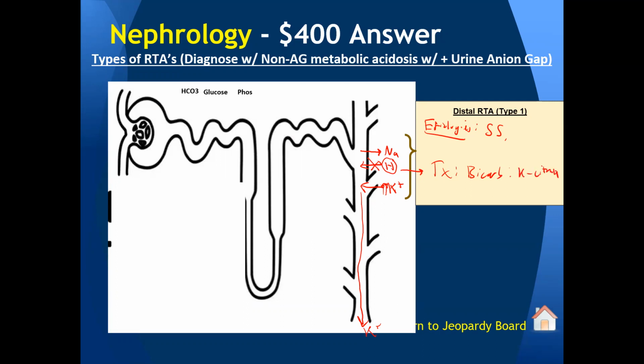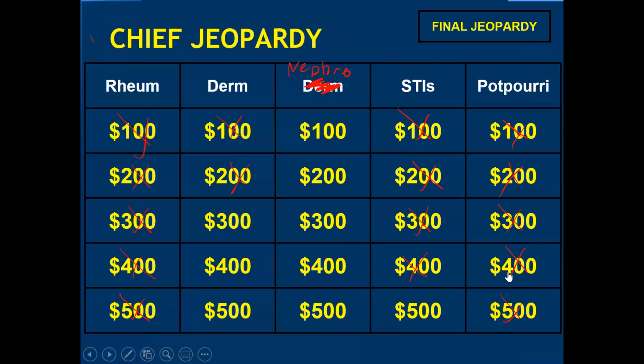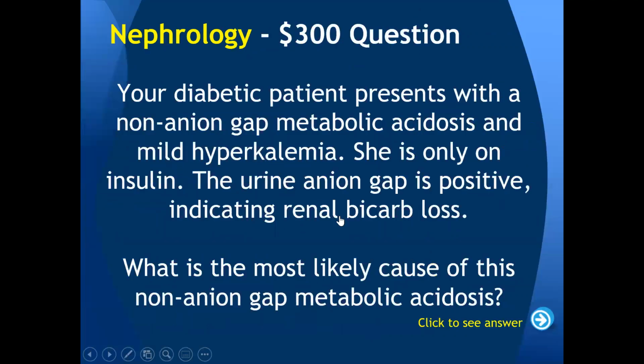All right, back to the board. That was the 300? 4? All right. Yeah, everyone always forgets about the RTAs, but you might get on the board, so if you're going to go over them. 300. All right, 300 for nephro. I'm going to exit out before I do it.